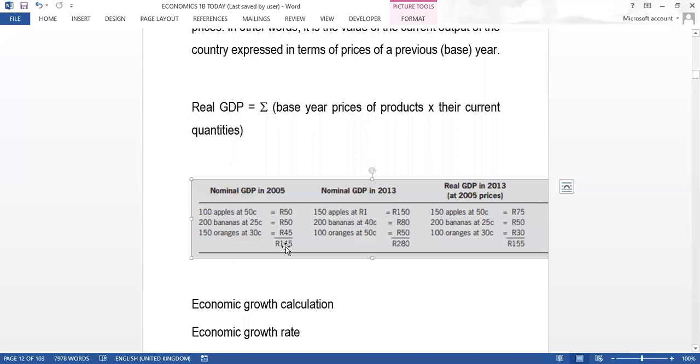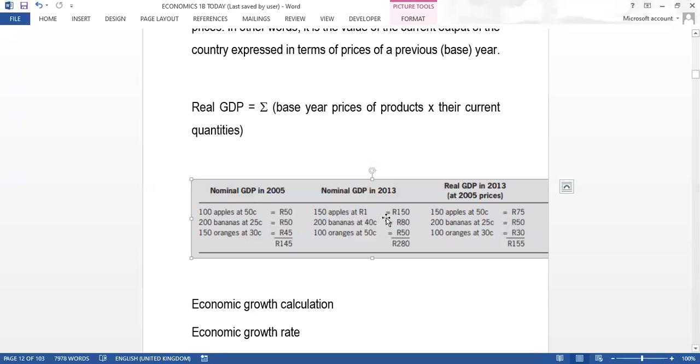In nominal terms, that would be 145. Fast forward to 2013, producing the same, now it's different. We are now having 150 apples at 1 Rand. You can see that the price has increased, the production has increased. But both the pricing and the production increasing would impact the total value that we're going to have in terms of the productivity of these particular products.